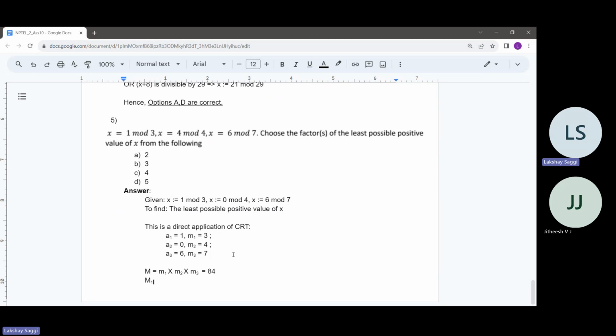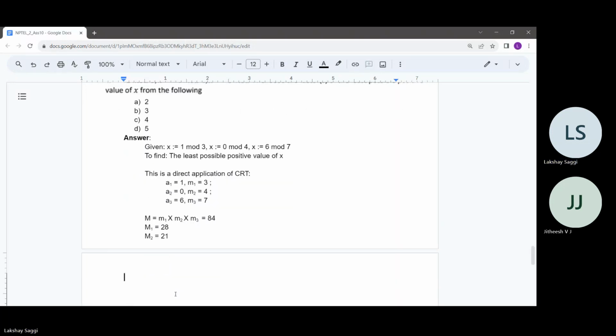And now we'll find capital M1, which will be 84 divided by 3, which is 28. M2 will be 84 divided by 4, which is 21. And similarly, we'll obtain M3 as 84 divided by 7, which is nothing but 12. So we obtain M1, M2, M3, and now we'll need to obtain y1, y2, y3.